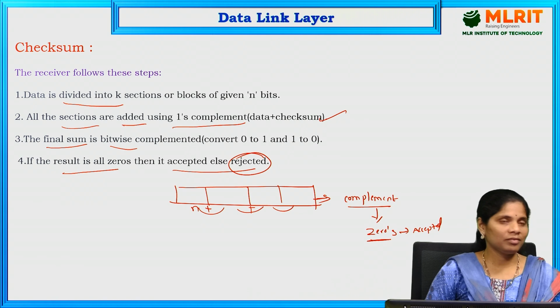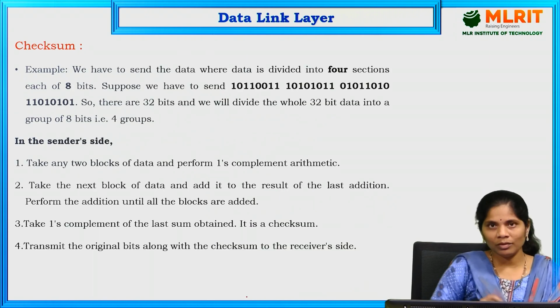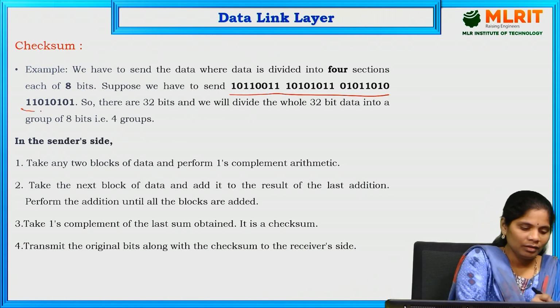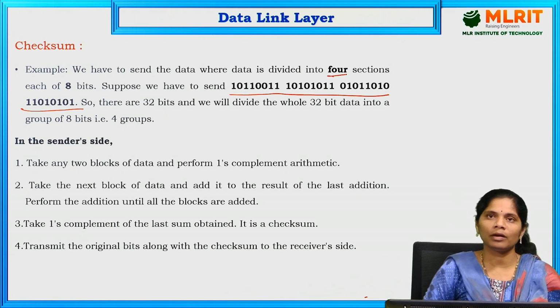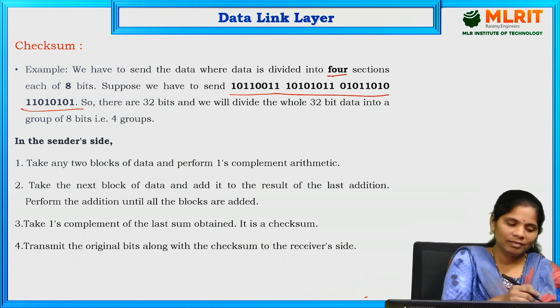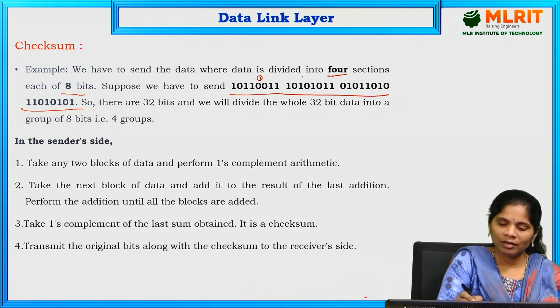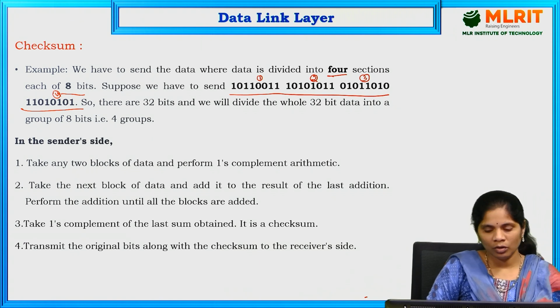All these steps we will see with one example. Here is the example. This is the original data. This data is going to be divided into 4 sections, and each section has 8 bits. This is one section, this is the second section, third and fourth. We are dividing the data section-wise.